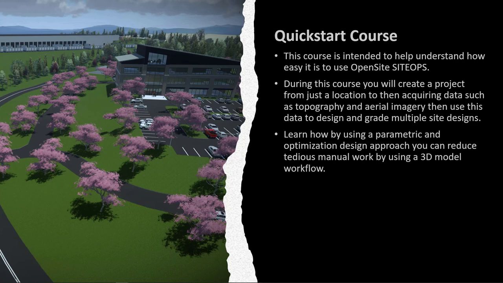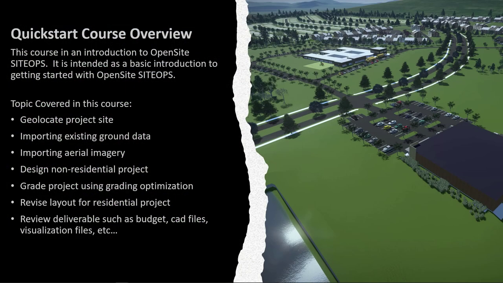Ultimately, we're going to create a 3D model, and from that model, we can get designs, budgets, and ultimately even visualization. In this course, we're going to go through the basics, and then we're going to go through geolocating a project site, importing existing ground data, grabbing that aerial imagery, creating a non-residential project, like a little office building. Then we're going to grade that and look at how grading optimization can do things faster and easier.